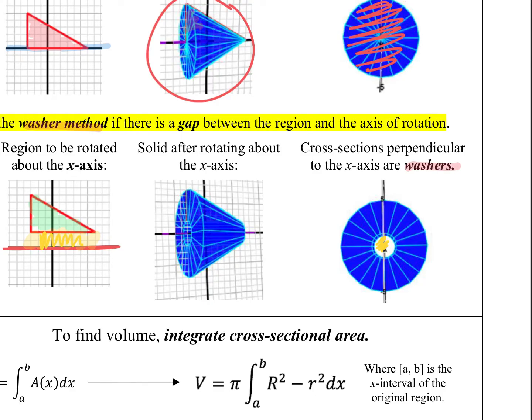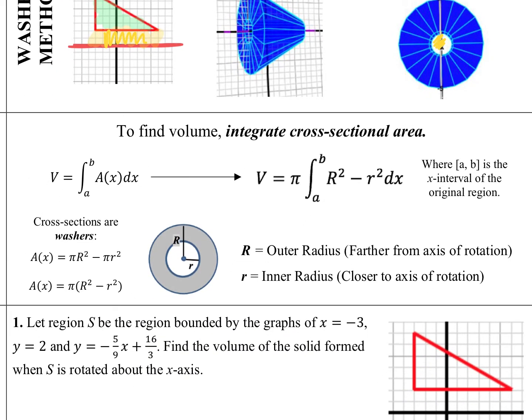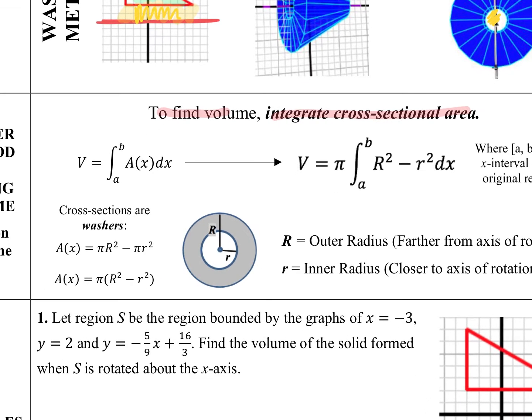and that's why this is called the washer method. What we said in the last section, and what we'll say in every single section in which we're finding volume, is that in order to find the volume, we're going to integrate the cross-sectional area. So the fact that our cross-section has changed from a solid circle to a washer affects the formula that we're going to use. Our general volume formula is this one. We're going to integrate the cross-sectional area. A of x stands for the area. That is a broad general formula.